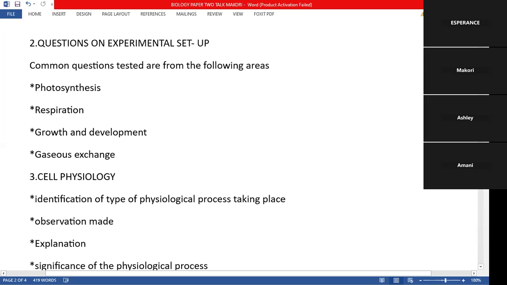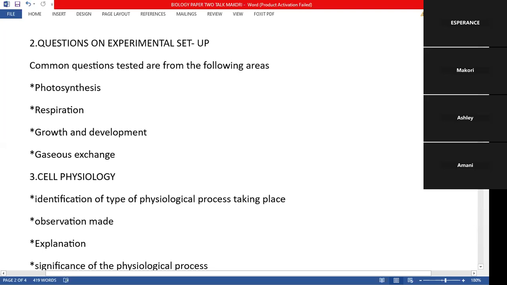Whenever we get the questions on the experimental setup, the main thing that we are supposed to get here is the aim of the experiment. We pick the aim of the experiment from the factor under investigation within an experiment. Like now, if you see a leaf of a plant that has been covered by the aluminum foil, you will understand that it is light that is being investigated.